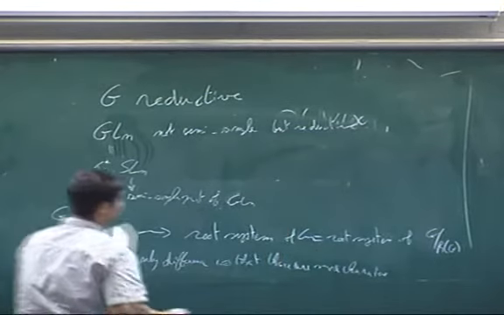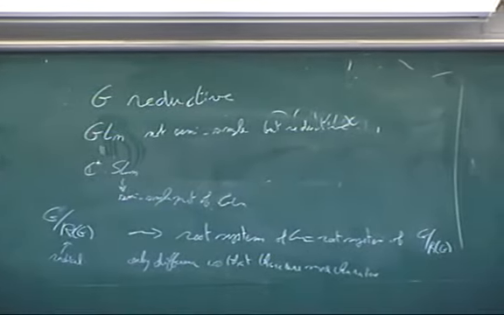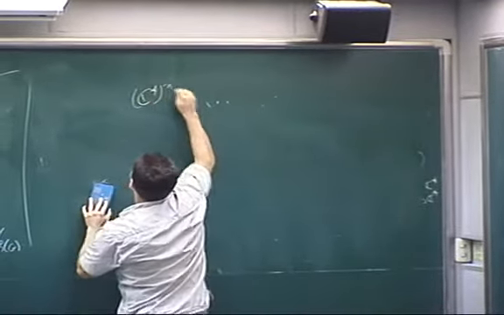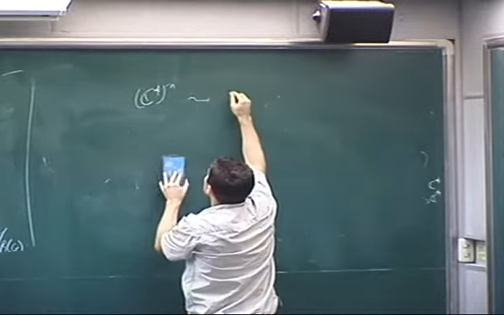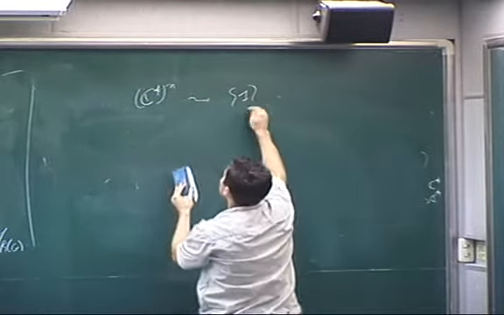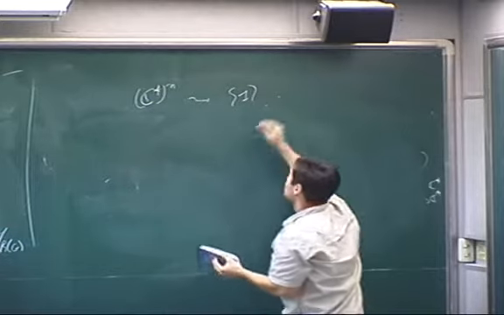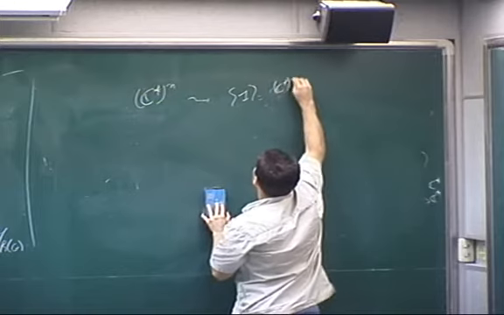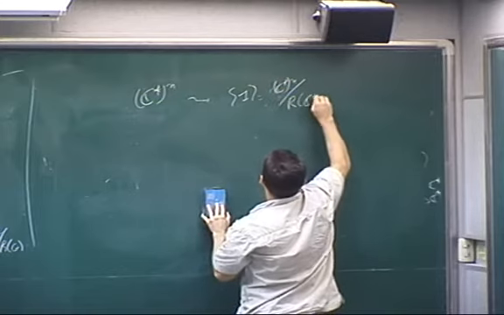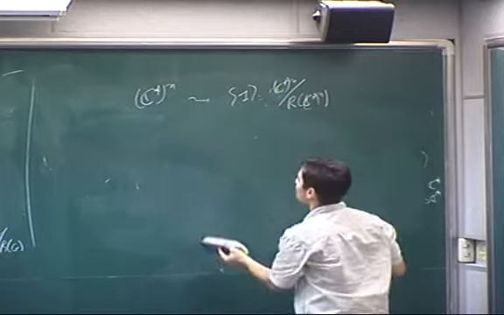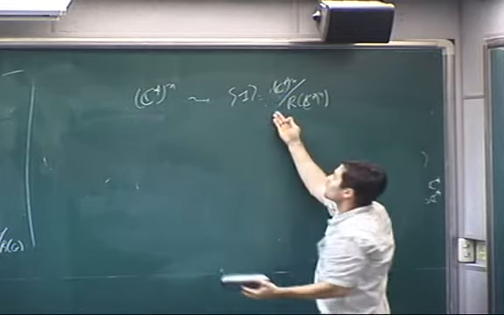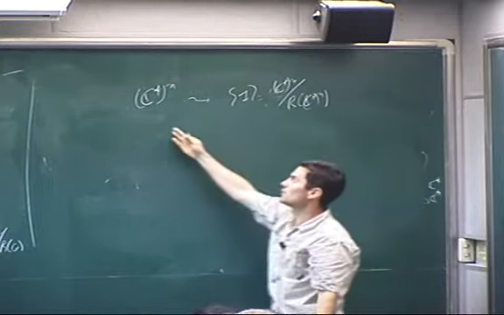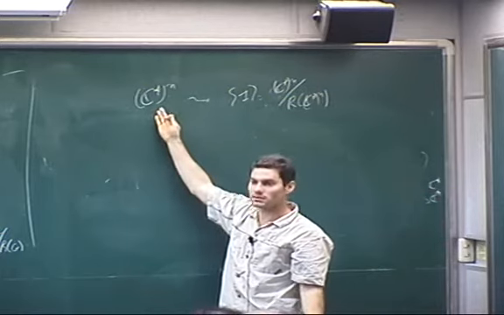So for example, the easiest example is C star to the power n. The semi-simple group of C star to the power n is 1. So here it's G = C star to the power n, modulo R of C star to the power n. So here we have no roots and no co-roots, but we have characters. We have all characters of C star to the power n.